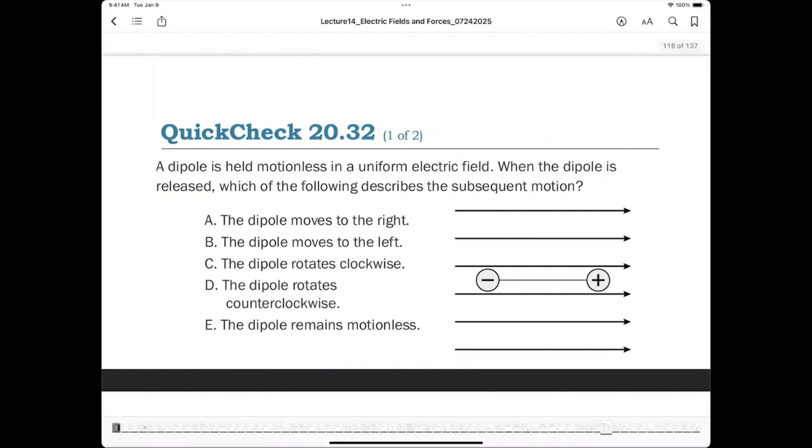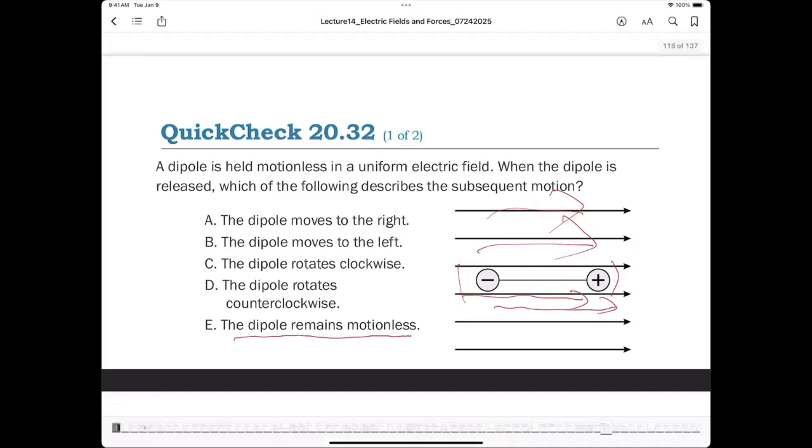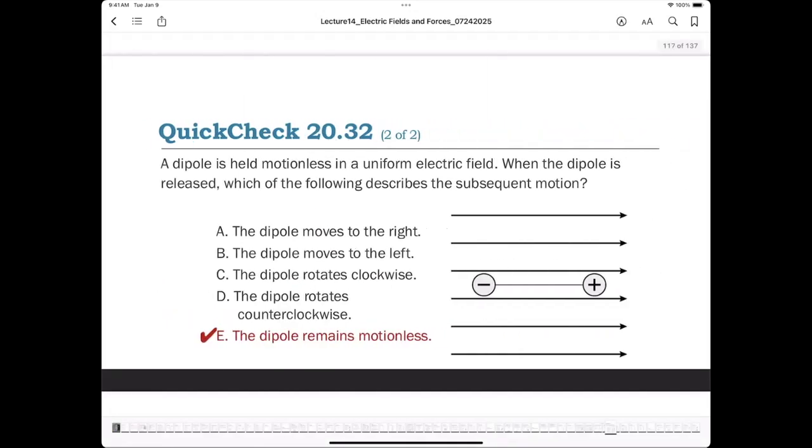Okay, let's talk about some quick chat questions. A dipole is held motionless in a uniform electric field. When the dipole is released, which of the following describes its subsequent motion? The dipole has no net force, and you can see this is the electric field's direction. It already has the same direction as the dipole moment, which means there is no torque. So the dipole remains motionless. That makes sense to you? Yeah, because this direction and this direction are the same.